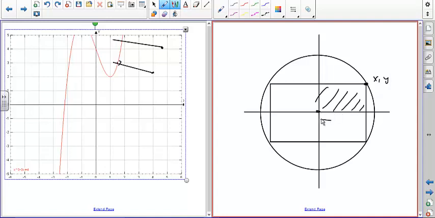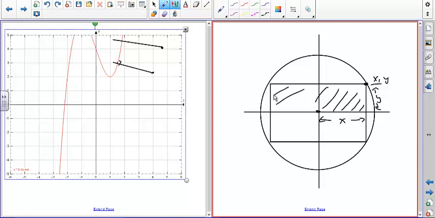So the width of this rectangle is what? In terms of the coordinates. Well, don't use just in terms of the coordinates. X, yeah. And the height of the rectangle is y, okay?